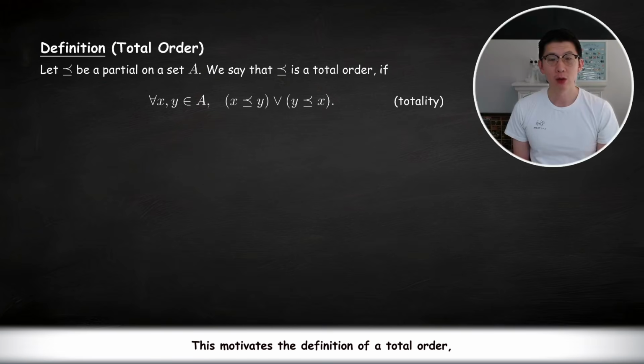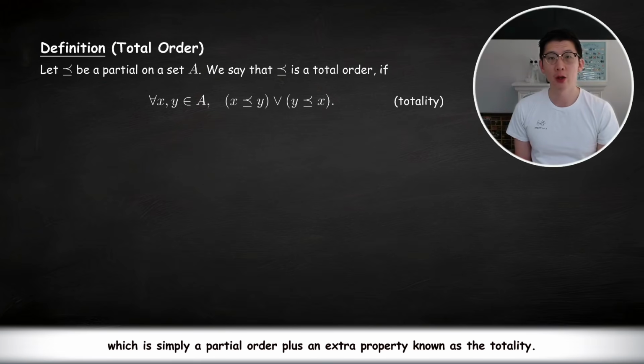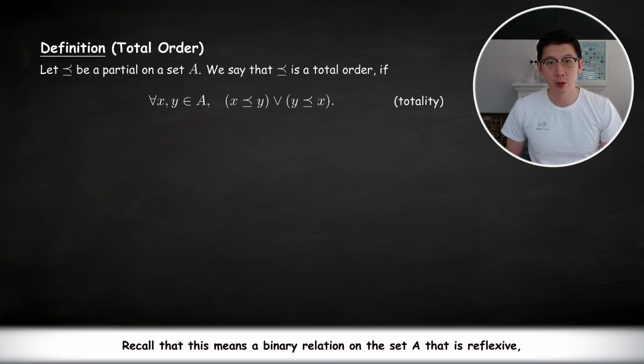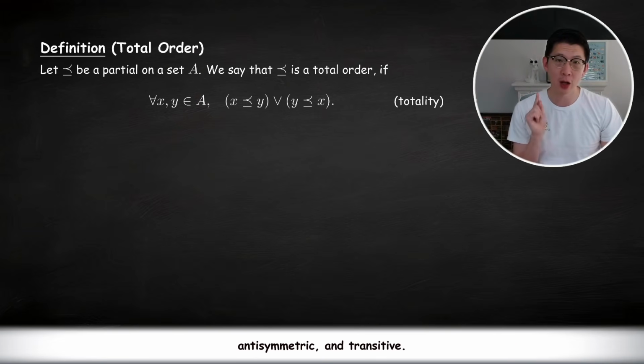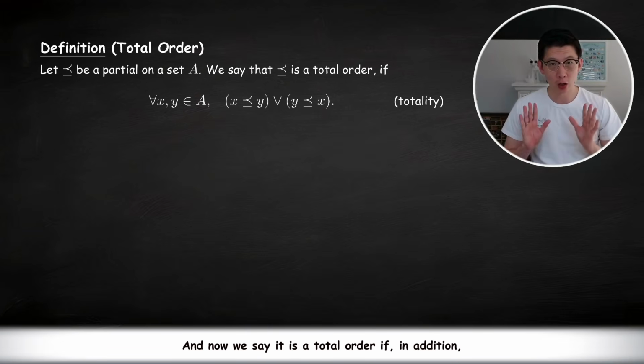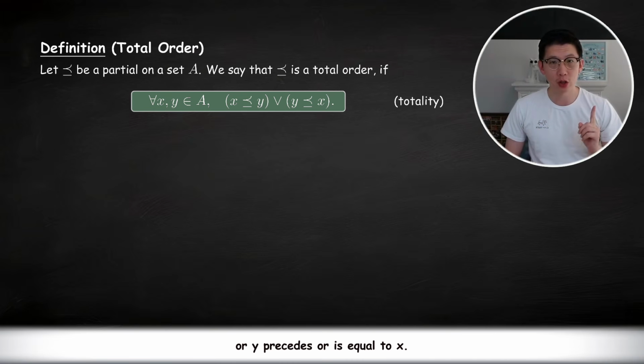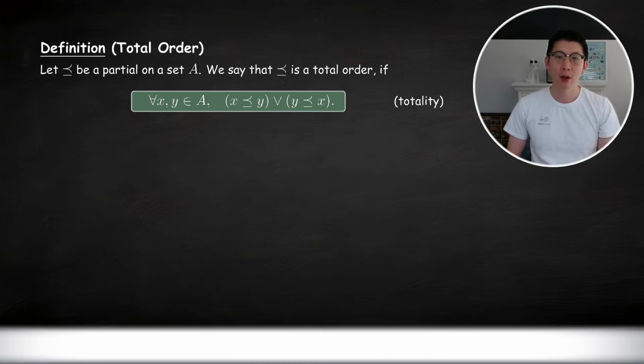This motivates the definition of a total order, which is simply a partial order plus an extra property known as totality. To this end, let us consider a partial order on the set A. Recall that this means a binary relation on the set A that is reflexive, antisymmetric, and transitive. And now we say it is a total order if, in addition, for any elements x and y in A, either x precedes or is equal to y, or y precedes or is equal to x. This is known as the condition of totality.